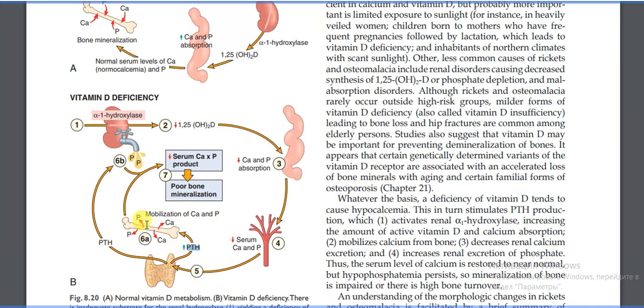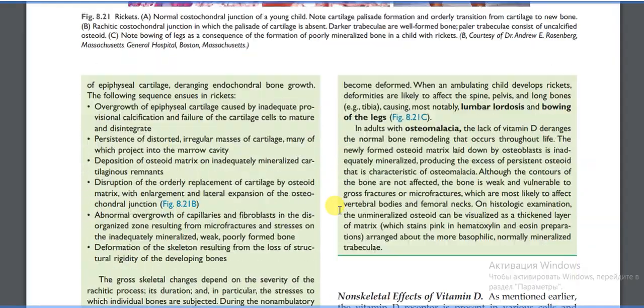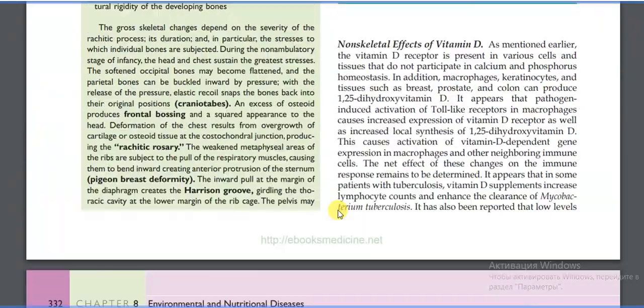Instead of deposition of calcium and phosphorus in children, it causes mobilization of calcium by the osteoclasts, and it increases the calcium and phosphoric acid in the blood, so it maintains the normal amount of them in the blood, and that leads to poor bone mineralization. Okay, let's continue because we have no time to discuss some details. We have skeletal and non-skeletal effects.